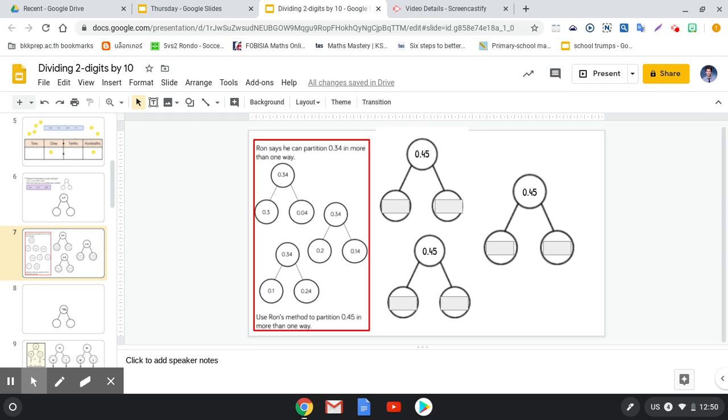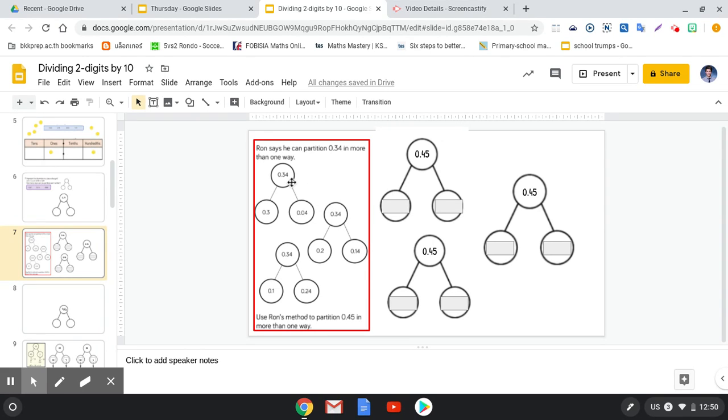So Ron says that he can pull apart 0.34 in more than one way, or 34 hundredths, if you want to read it that way. So he's done this way. Remember, the tenths always go on the left, the hundredths always go on the right, and there are two parts that come together to make a whole.